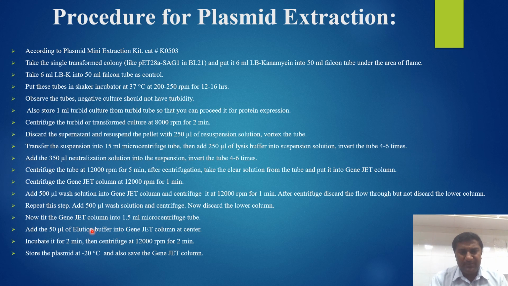Repeat this step. Add 500 microliter wash solution and centrifuge. Now discard the lower solution. Now fit the GeneJET column into a 1.5 ml microcentrifuge tube. Add 50 microliter of elution buffer into the GeneJET column at the center. Incubate it for 2 minutes. Then centrifuge at 12,000 rpm for 2 minutes.